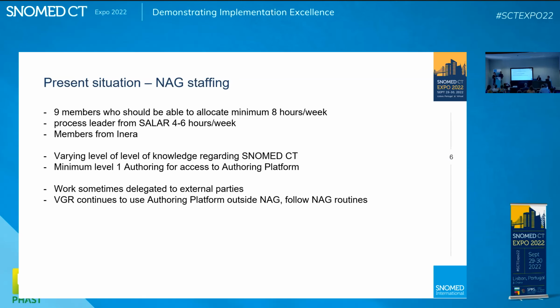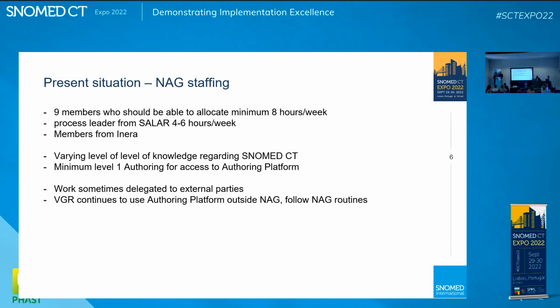So we're 9 members, and 2 of us are here plus Erika. We allocate 8 hours a week. That's the idea, and some of us do more, but at least 8 hours a week for work within the NAG. I think Erika has a little less, 4 to 6 hours a week. And recently we also had members from Inera, a company owned by this national regional organization, which delivers healthcare platforms for interoperability within Sweden. So they're also in the loop.